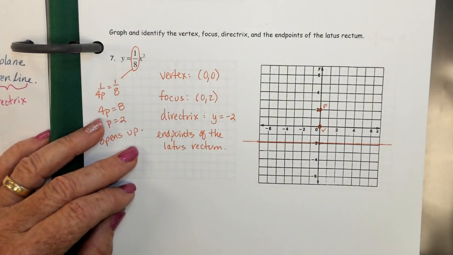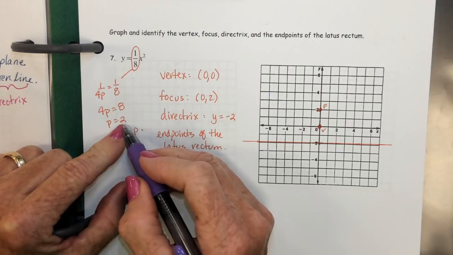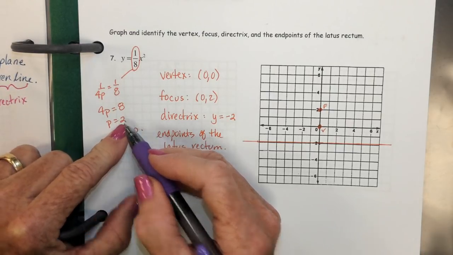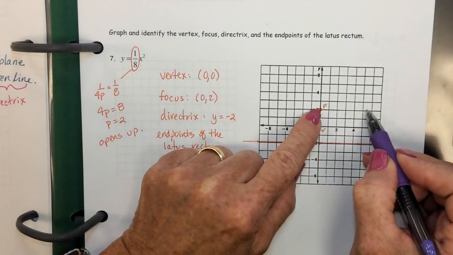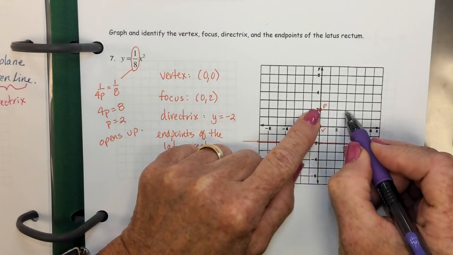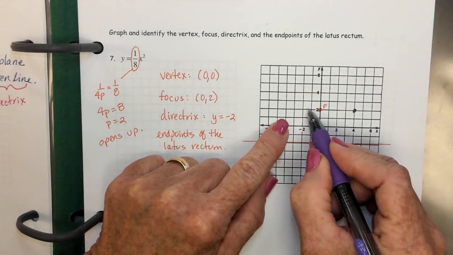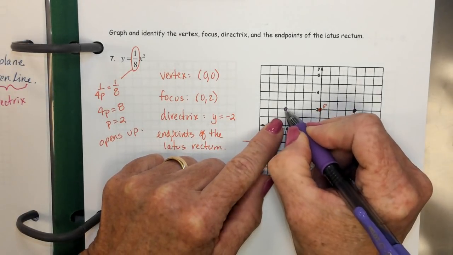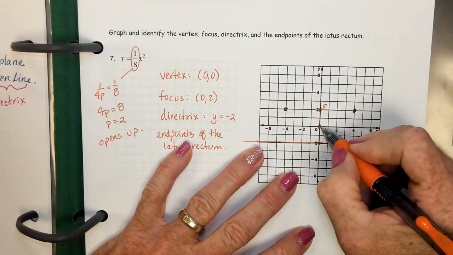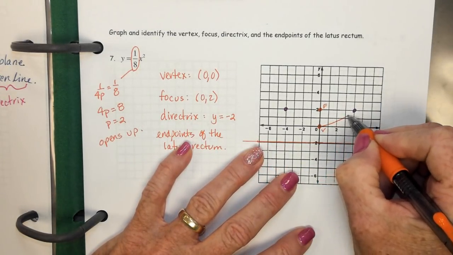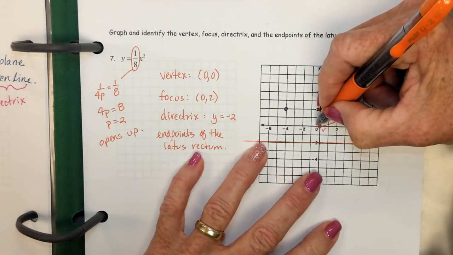So what we're going to do is take this p value and double it. So 2 times 2 is 4. From this focus, then we're going to go out 4. 1, 2, 3, 4. Right there, and then go 4 the other way. 1, 2, 3, 4. That segment right there tells you how wide to make this parabola, because the parabola has to hit those endpoints.